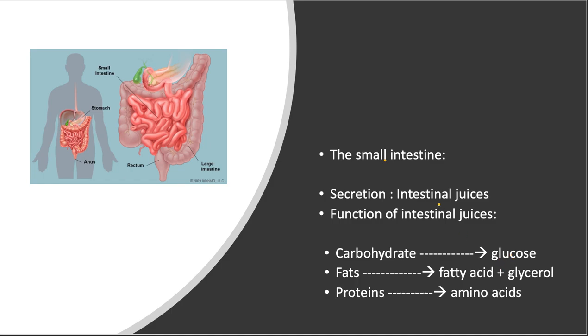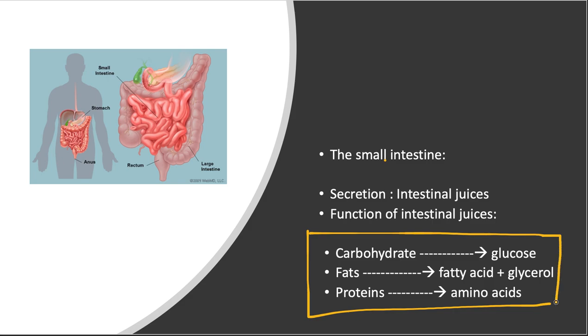When the intestinal juice reacts with the fat in your food, then it forms fatty acid and glycerol. When it reacts with the proteins, it forms amino acids. So this is another very important thing that you all should remember. It's a very important part of the chapter. So that's about the digestion in the small intestine.